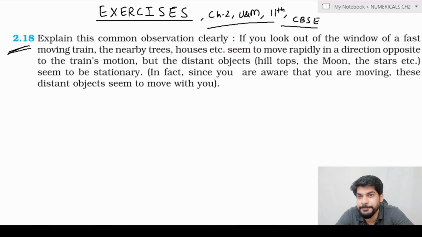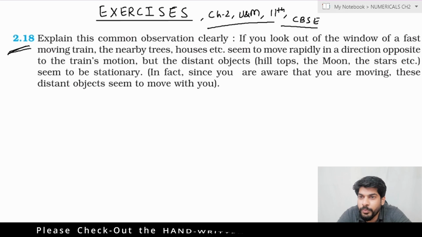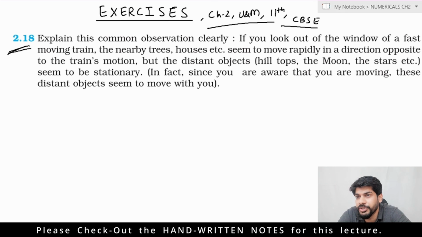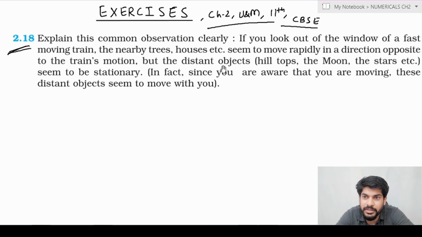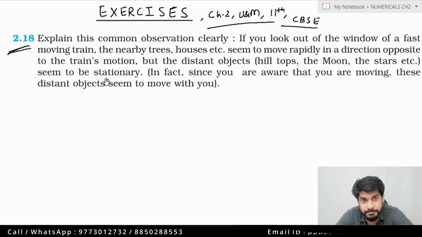It's the simplest one. Explain this common observation clearly. If you look out of a window of a fast moving train, the nearby trees, houses, etc. seem to move rapidly in a direction opposite to the train's motion. But the distant objects like the hilltops, the moon, the stars, etc. seem to be stationary. So this is a common observation that we have to explain.